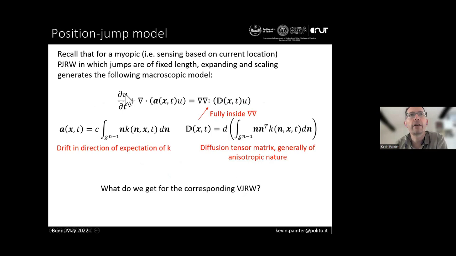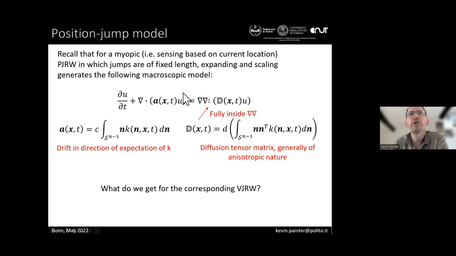Now, for the position jump random walk, we went through a derivation of the macroscopic model for something like the population density. We set that up for what we would call a myopic random walker, so you sense based on the information you have at your current location. We made the position jump random walk a little simpler in that the jumps were of a fixed length, so you jump to any point on a unit sphere surrounding your current position. Then when you go through your expansions and scaling arguments, you can derive the macroscopic model.